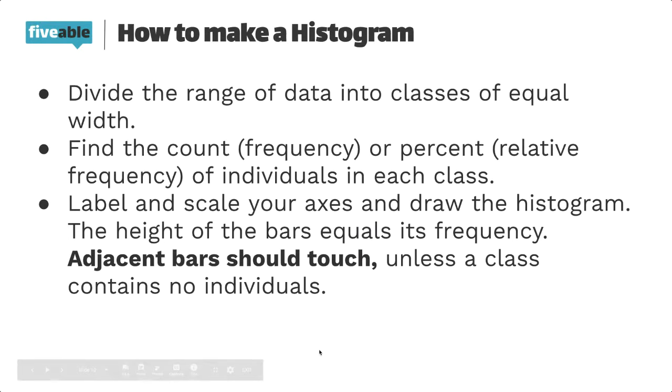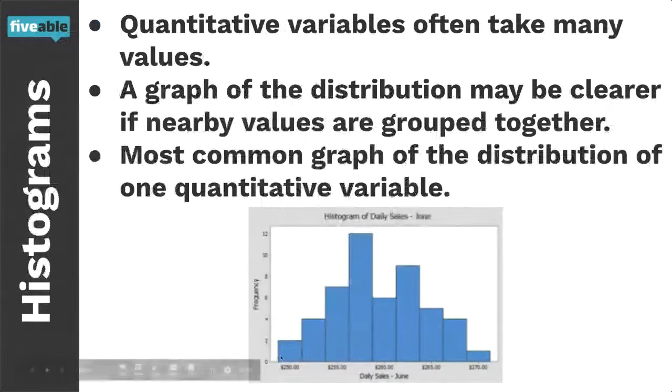And then we need to label and scale your axes. We need to draw the histogram. And the height of the bars must go to the frequency. One of the key differences between a histogram and a bar graph is that adjacent bars should touch unless there's nothing in that interval. So we want to make sure that these are touching. Unless for some reason there was no data here, then we wouldn't slide this over. We would just keep this area blank.